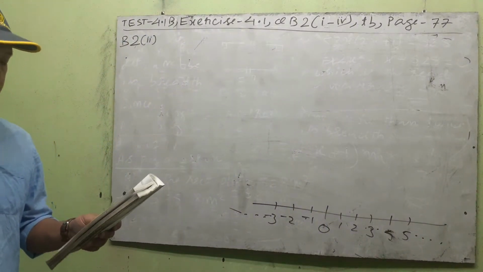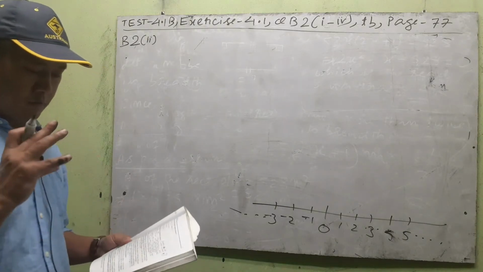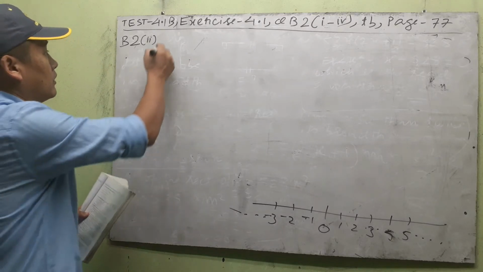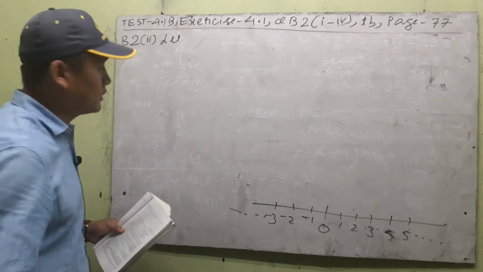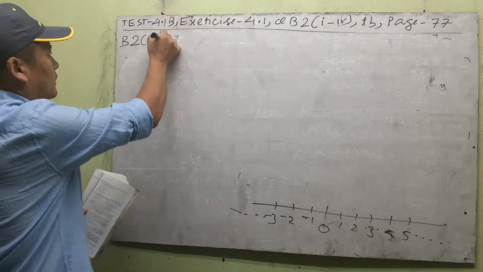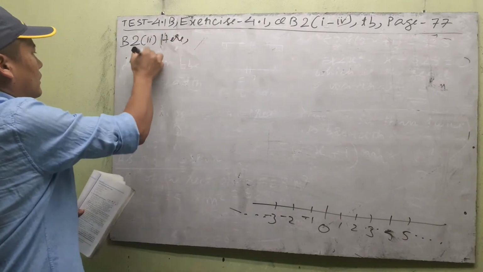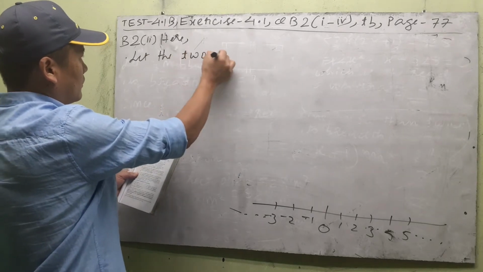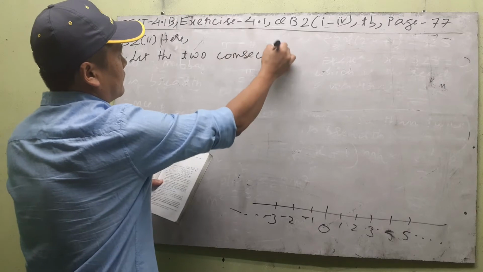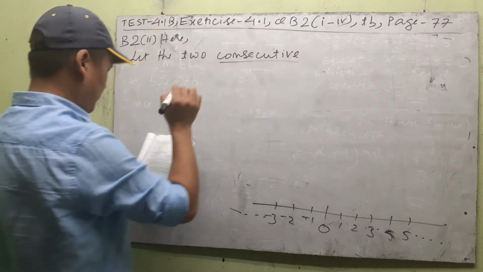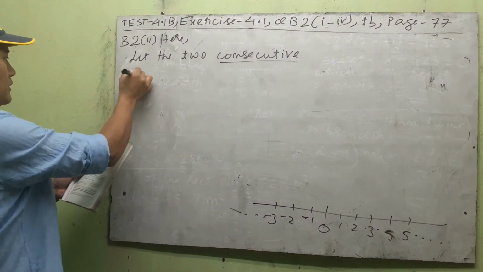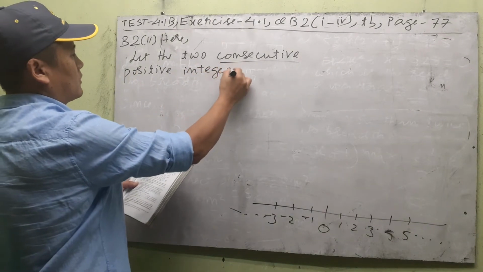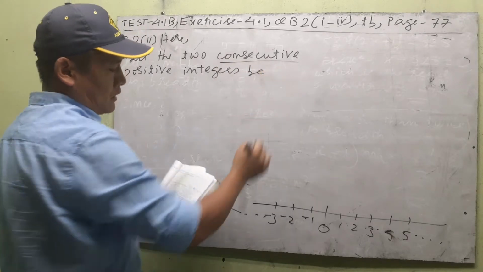We need to find the integers, or rather we need not find them, but the question is saying we have to assume we need to find the integers. Then how will you form the quadratic equation? So let us write here: let the two consecutive positive integers be. We need to understand this word consecutive, positive, it's not negative.